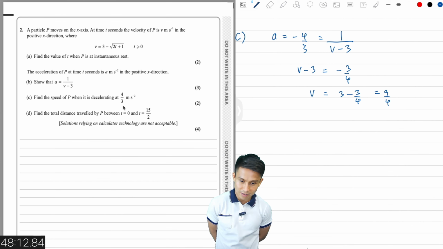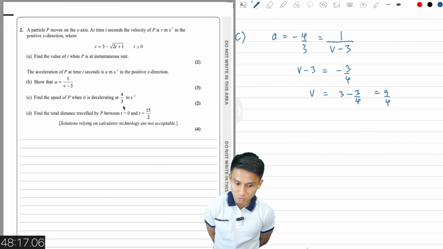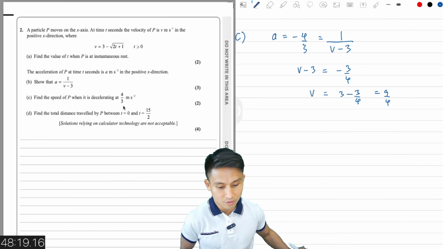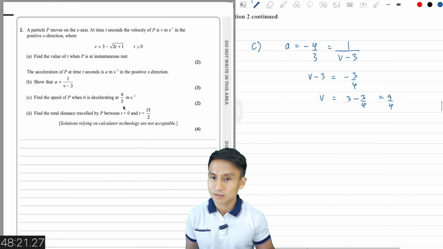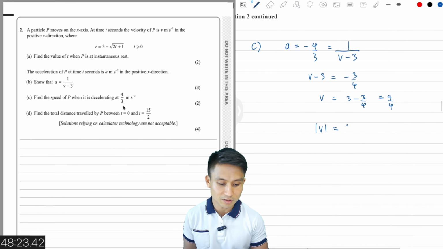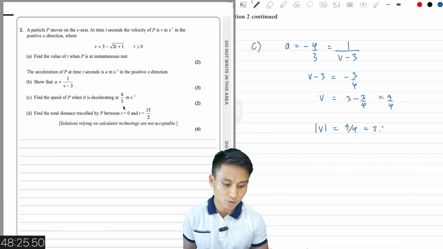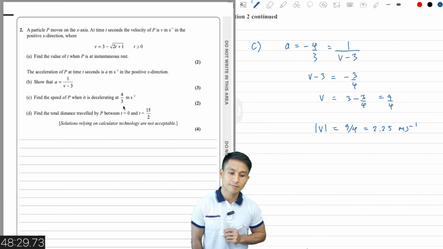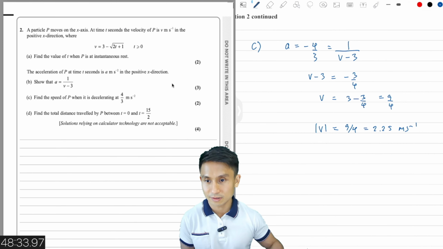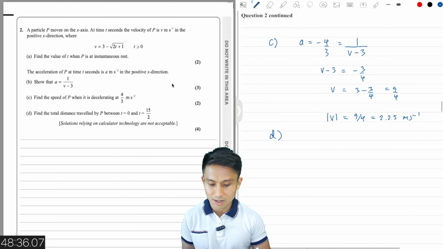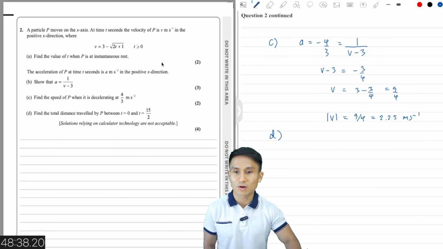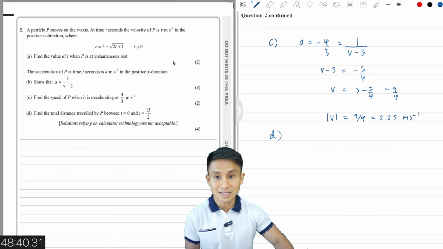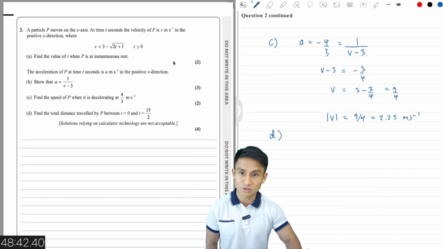Let me just check the math there. That should be fine. So 12 minus 3 is 9 over 4. That means that's the speed. So the speed v is just 9 over 4 or 2.25 meters per second. Okay, that's the speed. That's done. Part D, find the total distance traveled by P between t equals 0 and t equals 15 over 2.